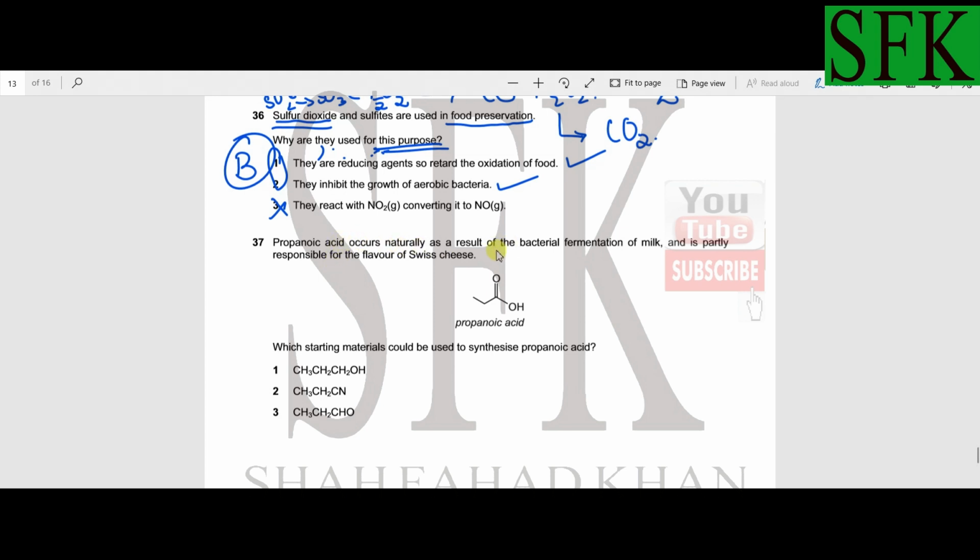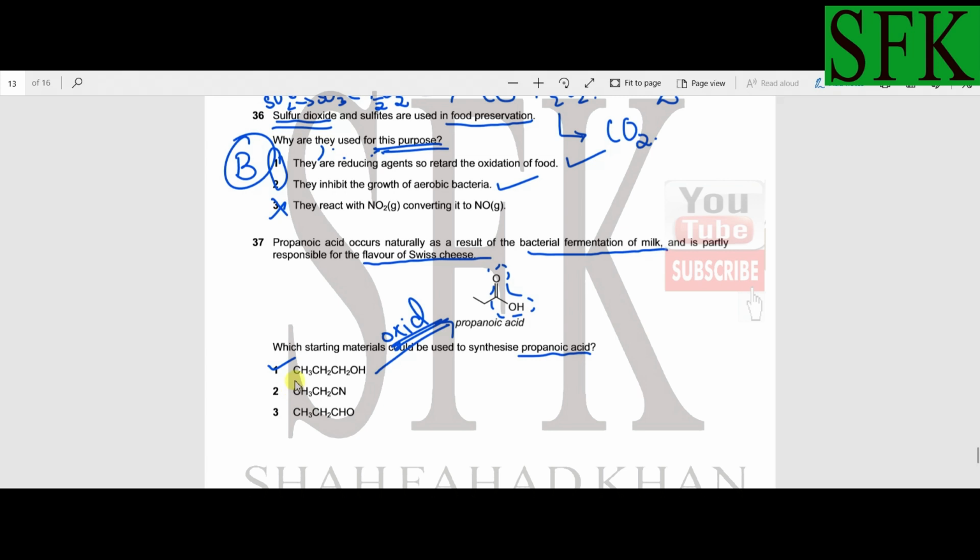Now 37. Propanoic acid occurs naturally as a result of bacterial fermentation of milk and is partly responsible for the flavor of Swiss cheese. Which starting materials could be used to synthesize propanoic acid? If you look at the first option, it's propanol. Propanol can be oxidized. This is a primary alcohol, and oxidation of primary alcohols gives you carboxylic acids with the same number of carbon atoms. So yes, 1 is correct.